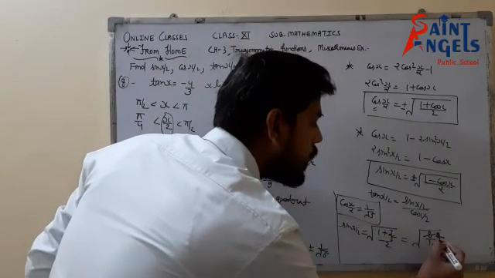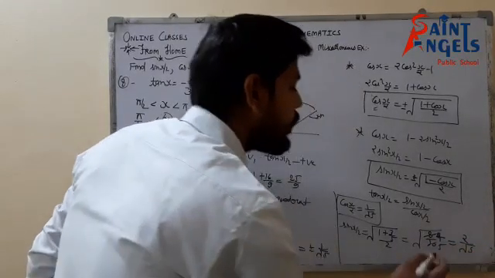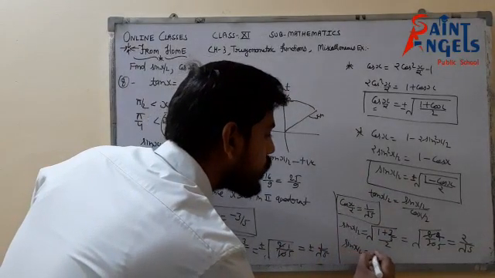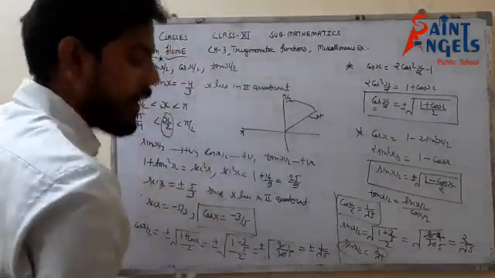2 4 times 5. So that would be 2 upon under root 5. So I have got the value of cos x by 2, and I have got the value of sin x by 2, 2 upon under root 5. So now I have to find the value of tan x by 2.